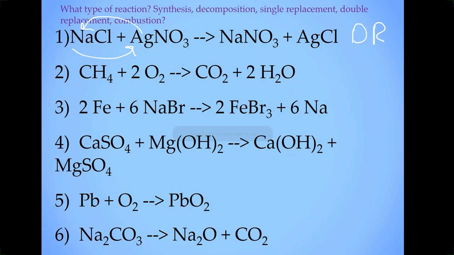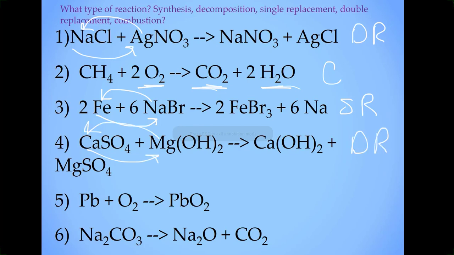Let's look at this next one. We have carbon and hydrogen plus oxygen. And look, there's our CO2 and water. If you have those 3 things and only those 3 things with your hydrocarbon, we know that this is our combustion reaction. Looking at the next one, I have an element plus a compound, and my element kicks out the cation in the compound. So this is single replacement. Looking at this next one, I have a compound plus a compound. I get 2 new compounds. We can see that they're switching places here. This is a double replacement.